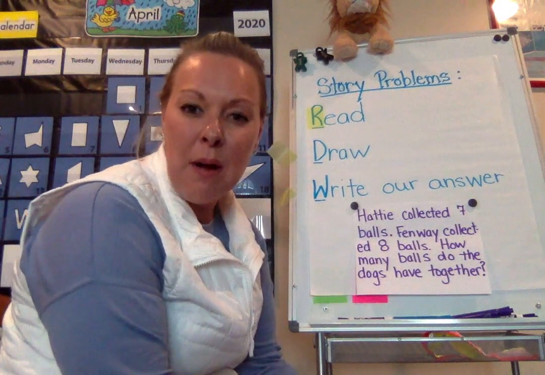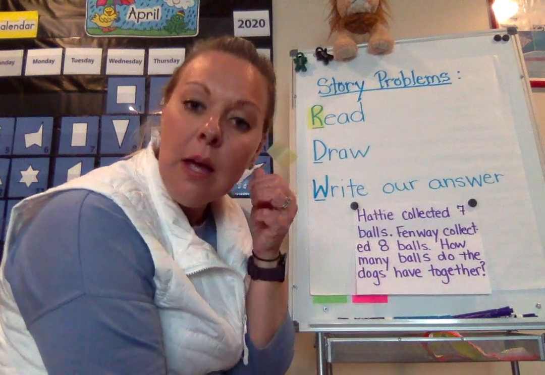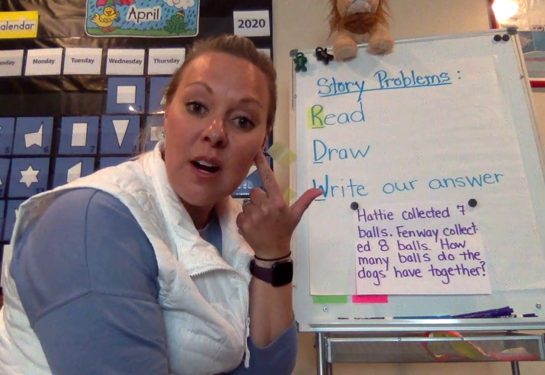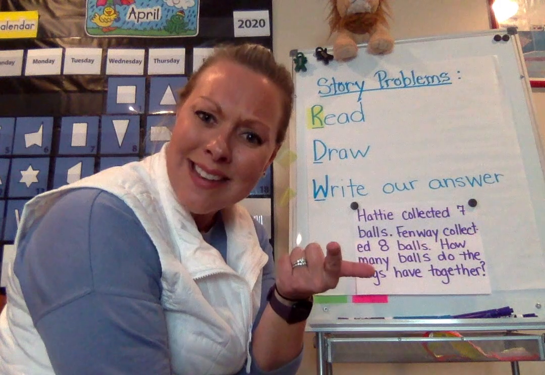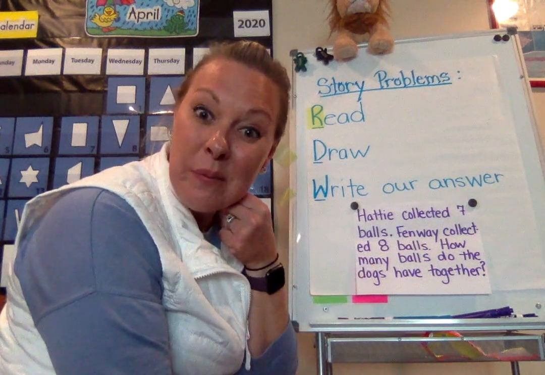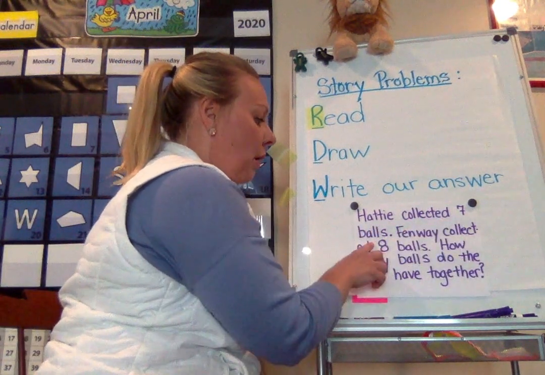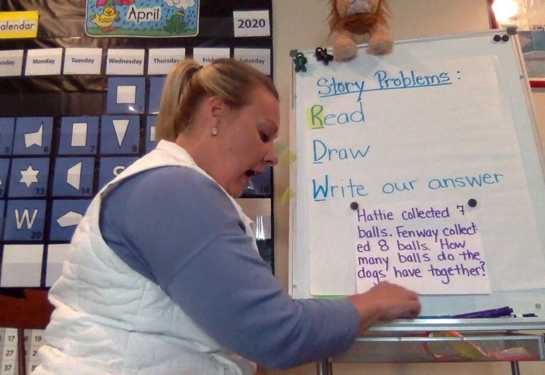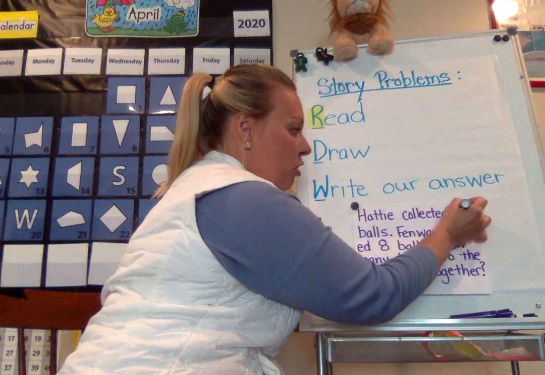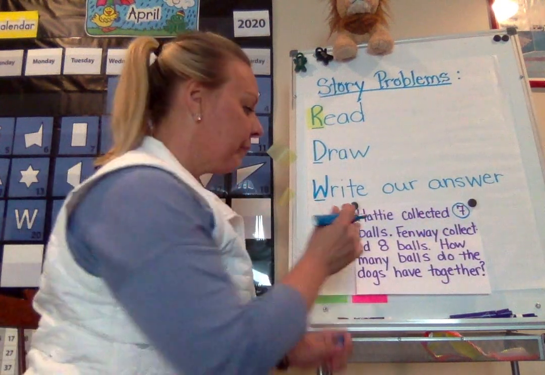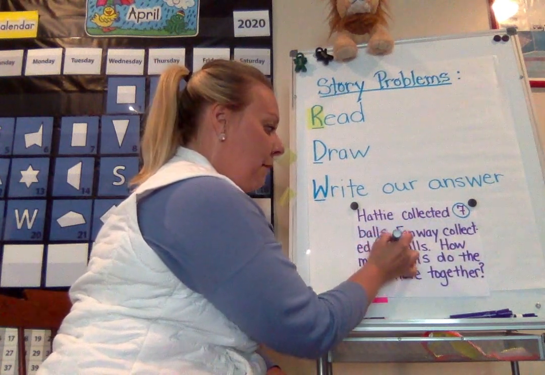As we read the story problem this time, I want you to have your listening ears on really closely because we want to listen for numbers and we want to listen for what the question is asking us. So here we go with twice is better. Hattie collected 7 balls. There's a number. I'm going to take my marker and circle 7 balls. She collected 7 balls. I'm visualizing that. Fenway collected 8 balls. He collected 8 balls.